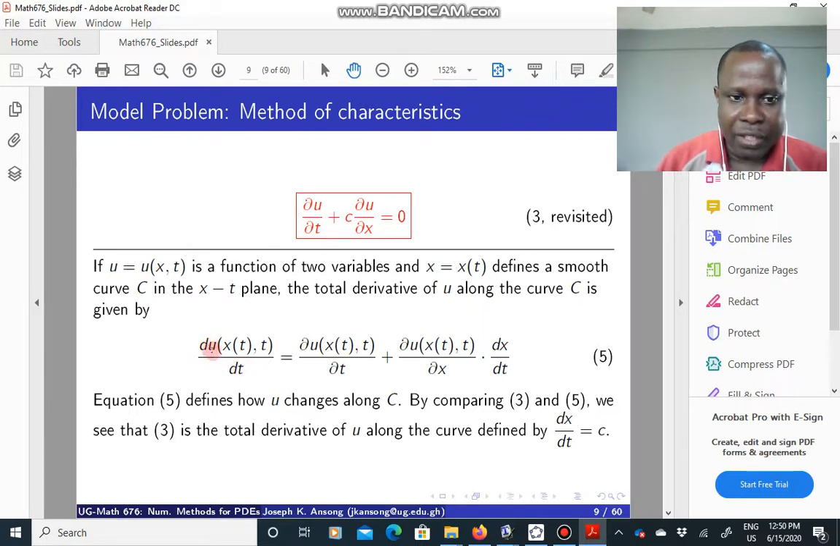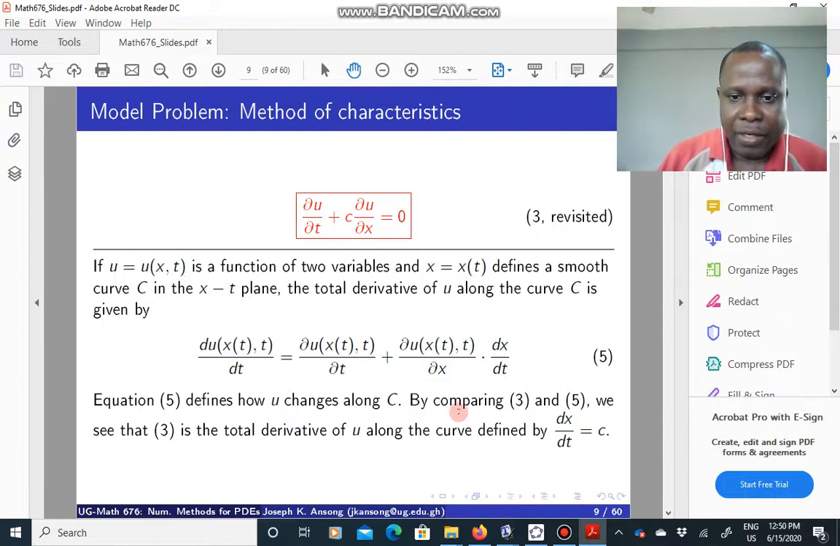The total derivative du dt will be the partial derivative du dt, and then dt, which is 1, so it doesn't appear here, plus you have du dx multiplied by dx dt. Okay, so this is the total derivative of u. So we see that equation 5 defines how this u changes as you move along c, as you move along that curve.